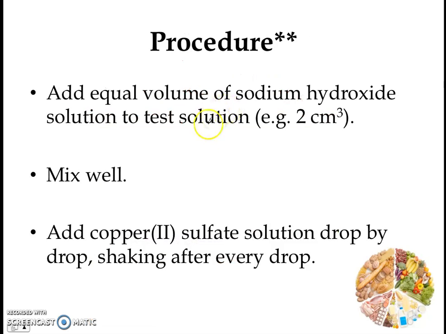So what do we do? Well, first we add an equal volume of sodium hydroxide to the test solution. Again, usually we use the value of 2 cm³. Then we mix the sodium hydroxide and test solution well. And finally, using a dropper, we add copper sulfate solution drop by drop, and we shake the test tube after every drop and observe for any changes.